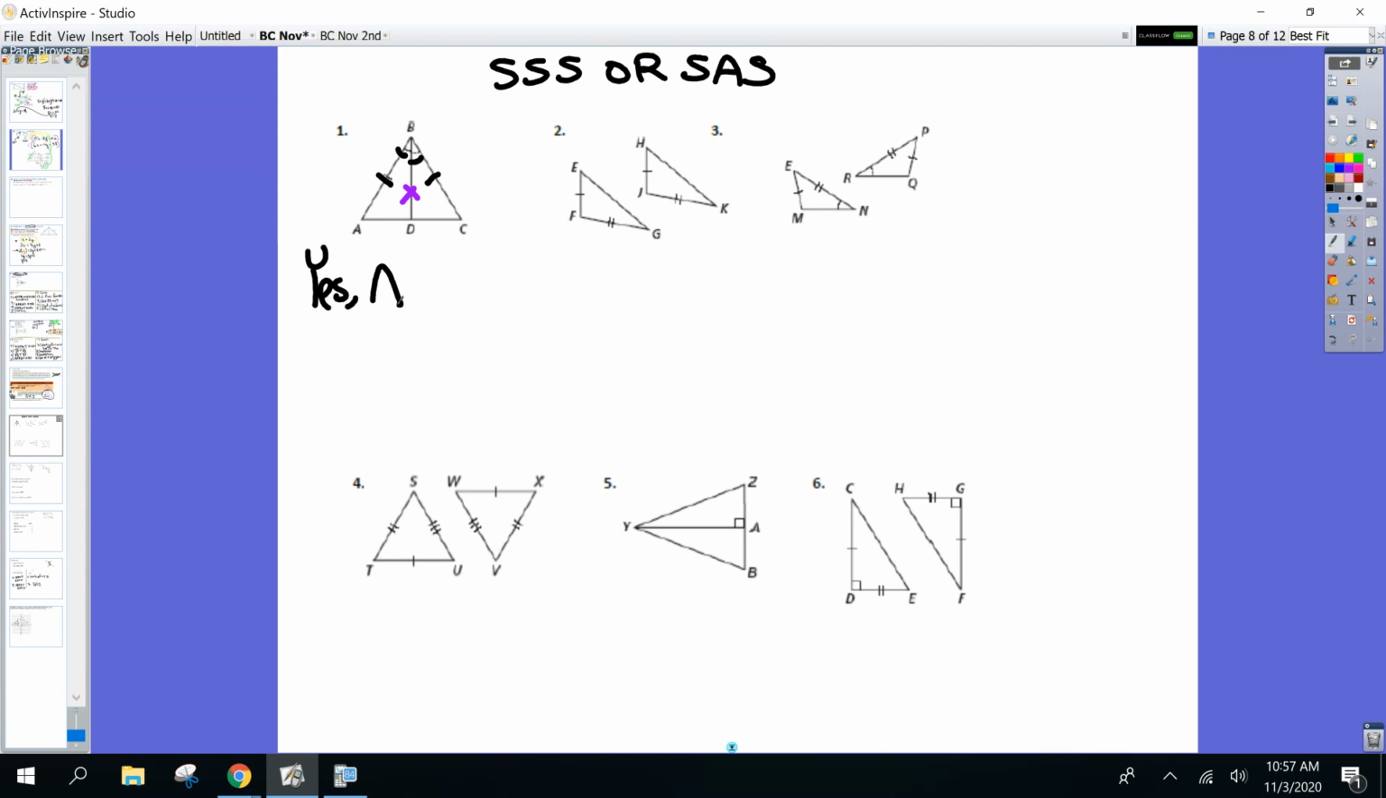triangle ABD is congruent to, remember what we talked about yesterday? Because you guys are going to be doing this on your own for homework tonight. You have to make sure the sides and angles all match up, the corresponding sides and angles.